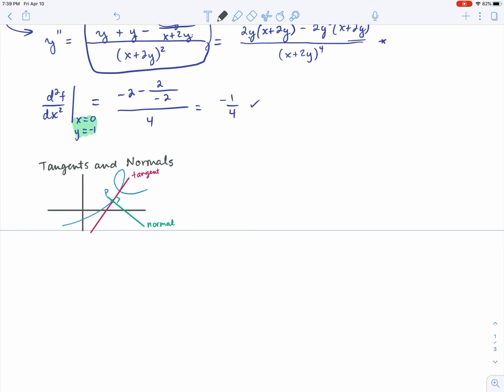So for example 5, find the equation of the tangent line and the line normal to the given curve at the given point. So find the equation of the tangent and normal.